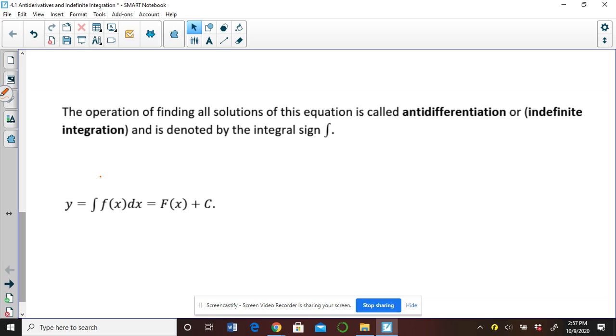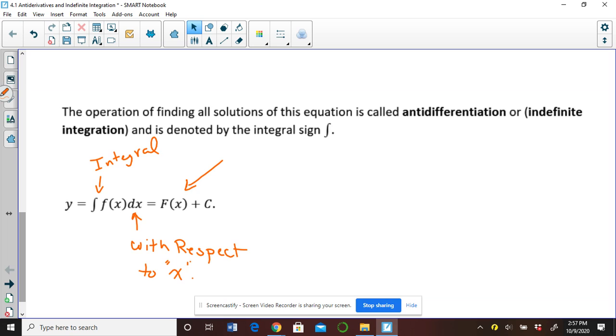So we have the integral, which is really telling you to find the antiderivative. dx tells you with respect to x. Because eventually in other calculus courses, you could actually find the antiderivative with respect to a different variable than what you're integrating. That's later on, but just know that that is the case.